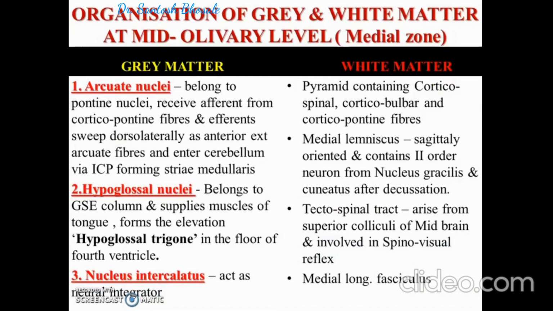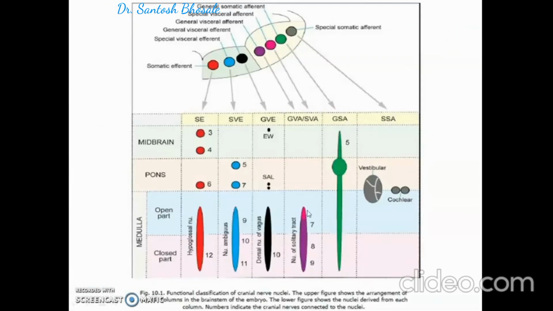What is the arcuate nucleus? It belongs to the pontine nuclei, receives afferents from the corticopontine fibers running in the pyramid, and the efferents go to the cerebellum via the inferior cerebellar peduncle by forming the striae medullaris. Where have you seen the striae medullaris? It is at the junction between the pons and medulla posteriorly in the floor of the fourth ventricle. Then the hypoglossal nucleus belongs to the general somatic efferent column and supplies the muscles of the tongue. It lies beneath the hypoglossal trigone in the floor of the fourth ventricle. Then nucleus intercalatus acts as the neural integrator, and you will see the white matter there.